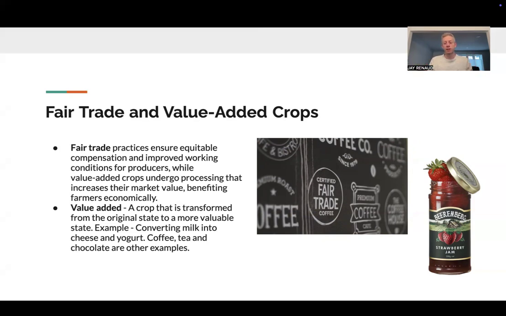How do we add value? Turn your strawberries into strawberry jam. Turn the milk into yogurt. Turn the milk into cheese. Big time right now, eggs. Egg prices are through the roof. Pasture raised eggs. That's value added. You see pasture raised eggs, you're going to pay more for those eggs. So it's the converting of something into a different state, and the price of it is higher. The value is added.